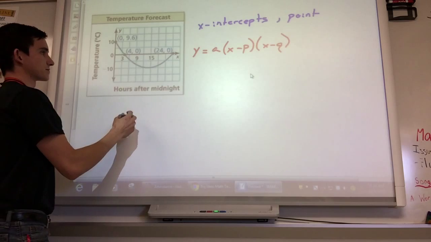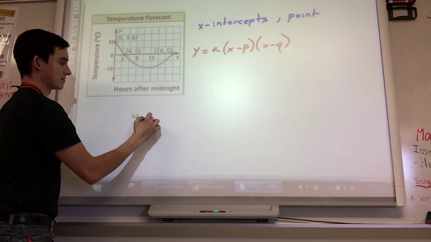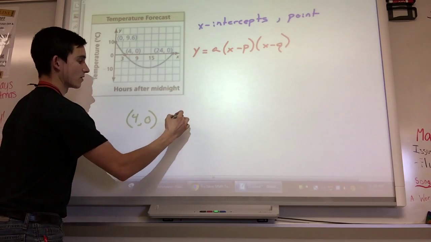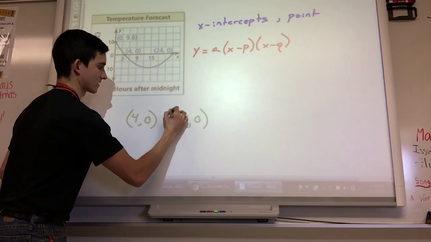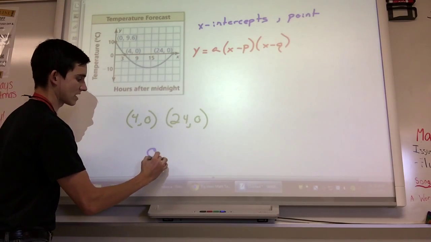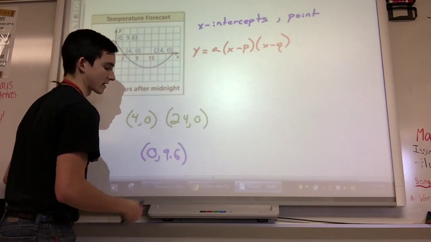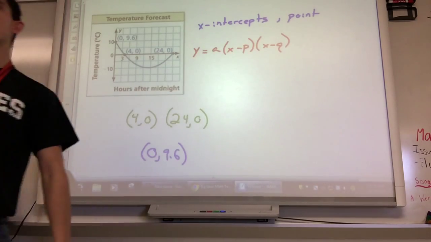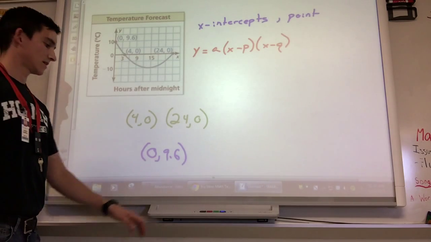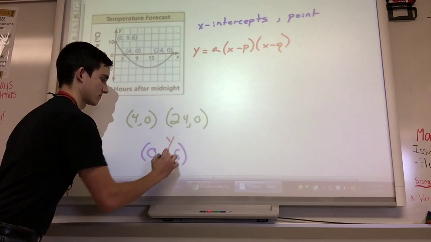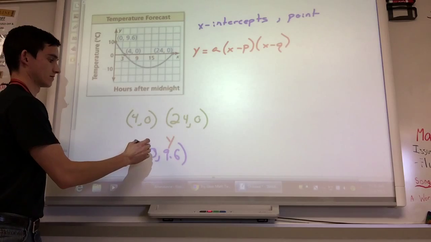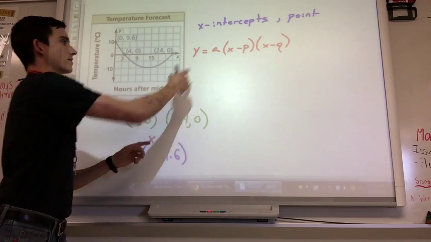Okay? So here's my roots. (4, 0) and (24, 0). Those are my roots. Here's my random point. My random point is at (0, 9.6). So real quick, when you look at this, what's the value of x and y? What's the value of y? 9.6. That's your y value. What's the value of x? 0. Guys, just like before, there's your x, there's your y.